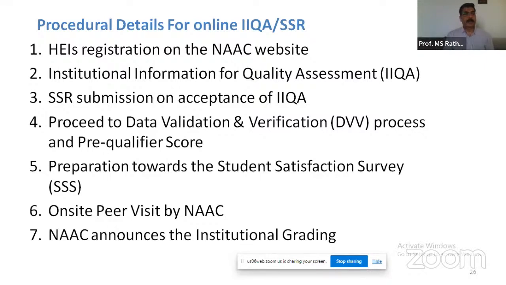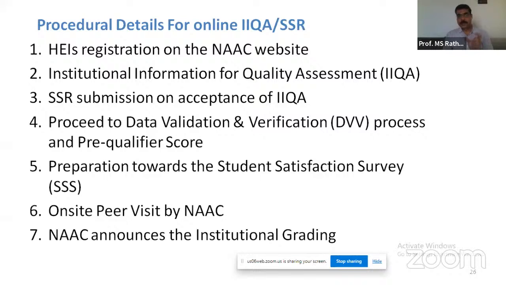Then next comes the IIQA, that is the Institutional Information for Quality Assessment. This is a very important part. In this part, NAAC would ascertain that the information provided by the institute is supported by documents, and NAAC will look into it. Only when NAAC certifies or accepts this IIQA, then within 45 days the institute would be eligible to submit the self-study report.